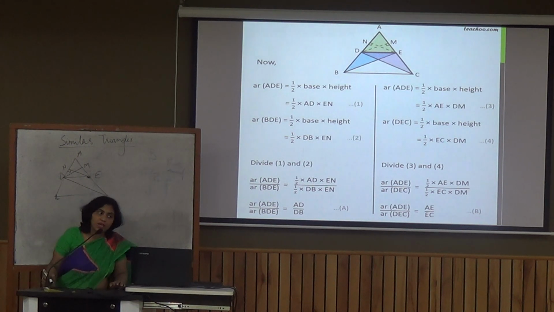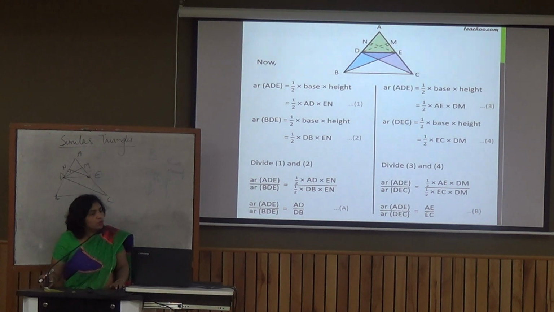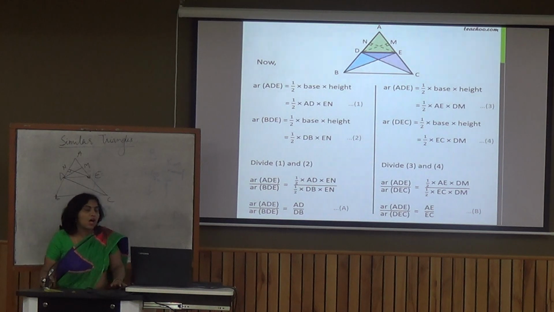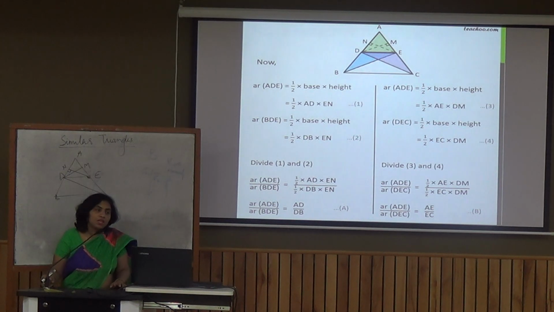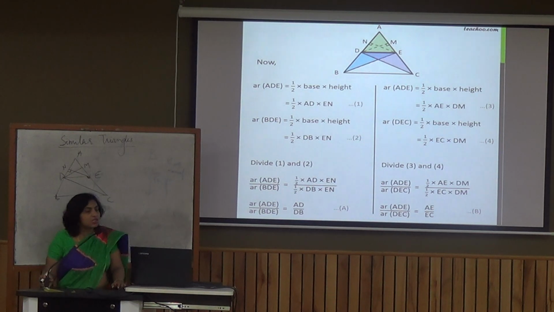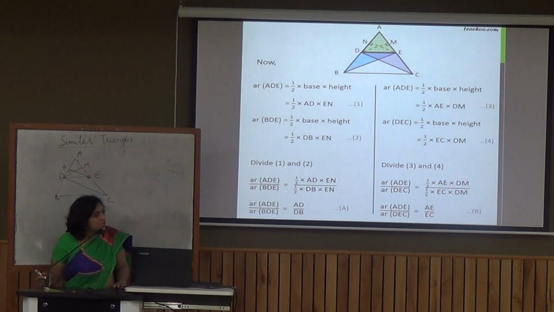We again divide both equations 3 and 4 to get the ratio as half AE into DM upon half EC into DM. Again cancelling out the common factors in numerator and denominator, we get area of ADE is to area of DEC as AE upon EC.